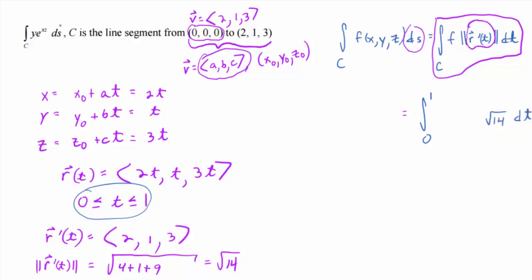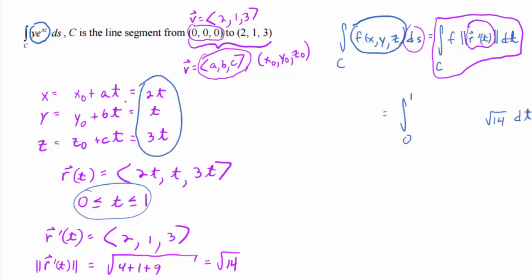Now, what does the function become? So that, if using the generic notation, the function is f of x, y, z. What do you have to do with the function? You've got to plug in the x, the y, and the z. What gives you the x, the y, and the z? The parametric equations, right? Remember, you're integrating over that line segment. So on that line segment, x is equal to 2t, y is equal to t, and z is equal to 3t. So you plug in, okay, so what does this become?